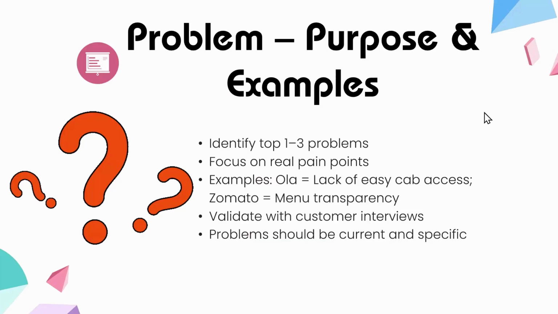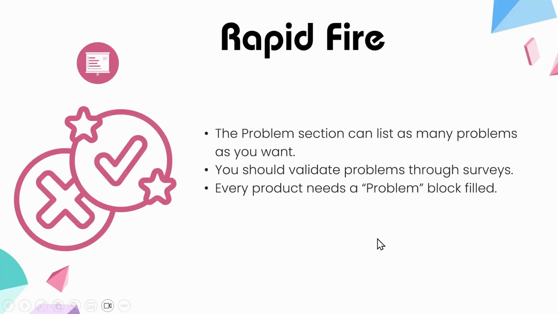So let's go to the next slide. I have a few questions for you. Okay, rapid fire. The problem section can list as many problems as you want. Can you do that? In a lean model canvas, answer quickly. The first question: the problem section can list as many problems as you want. True or false?